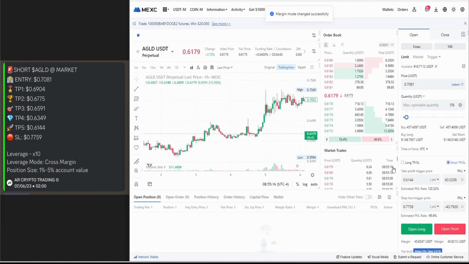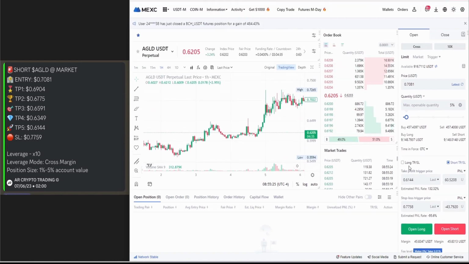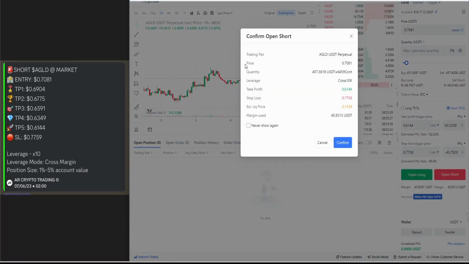And guys, when everything makes sense over here, all you got to do to set up the trade is just open the position. So hit open short. Now it's going to execute all the parameters that I gave to the exchange, right? So I say open short. It's going to give me an overview. So the trading pair, the price, the quantity, 457 is my position size. The leverage, I'm using 10x. My profit targets, my stop loss, my estimated liquidation price.